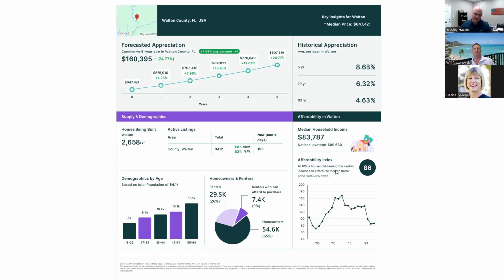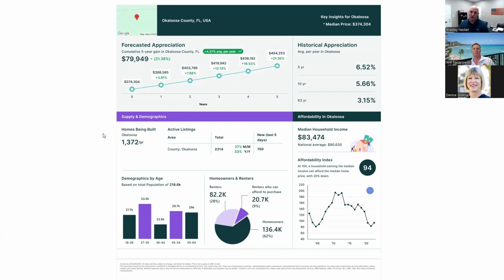Affordability index, as most of us know who own property in Walton County, is still challenging. 100 is a median. 100 on your affordability index is basically the average household earning the median income can afford a house with 20% down. So affordability is still a challenge, but we got a good median household income there in Walton County.